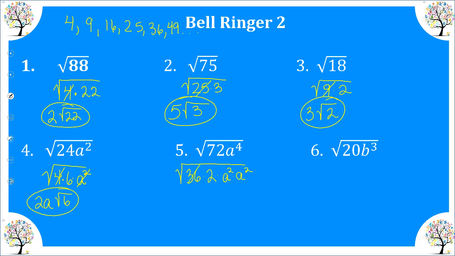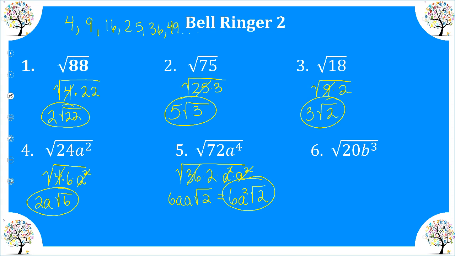I'm going to take the square root of 36, which is 6. I take the square root of a squared, which is a. I take the square root of a squared, which is a, radical 2. And then I put the a's together, 6, a squared, radical 2.